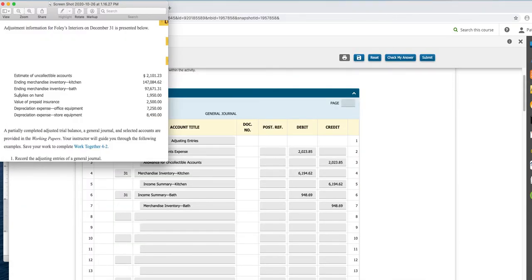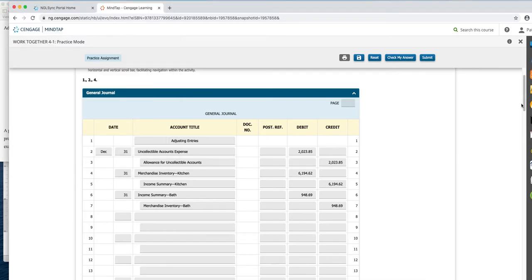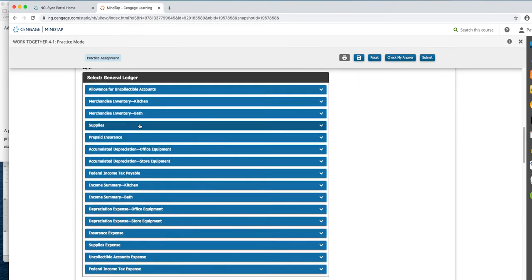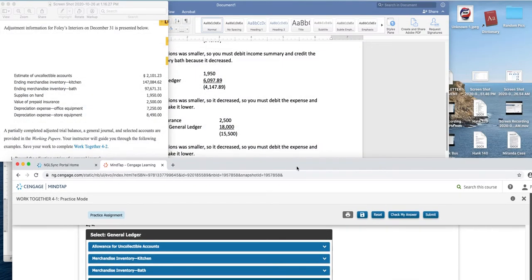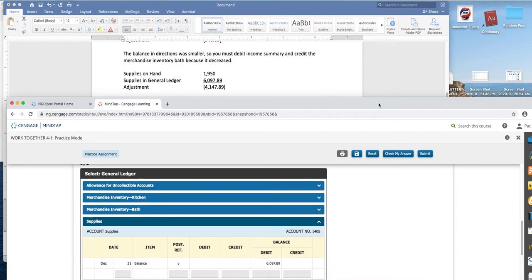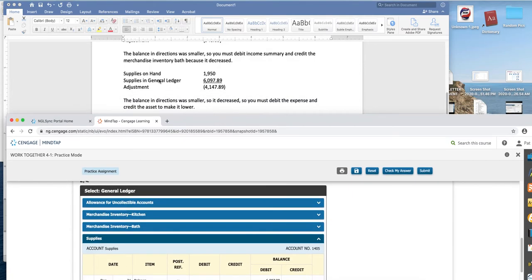Okay. The next one, supplies on hand. All right, so we got supplies expense. When we're dealing with the supplies expense, it says we had 1,950. Okay. We go to supplies, and it says we had 6,097.89. So the on-hand value is the one given to us in our directions. What we have right now, we started out with 6,097.89, so we are less. We have 4,147 less. How do we make an asset less? We must credit it, and we debit the expense.